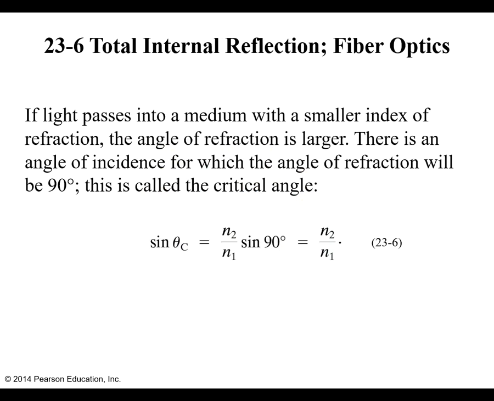So if light passes into a medium with a smaller index of refraction, so from a larger to a smaller, then you get this total internal reflection, and the angle where this occurs is called the critical angle. So the sine of the critical angle would be n2 divided by n1 times sine of 90 degrees. In other words, sine of the critical angle is just equal to n2 over n1.